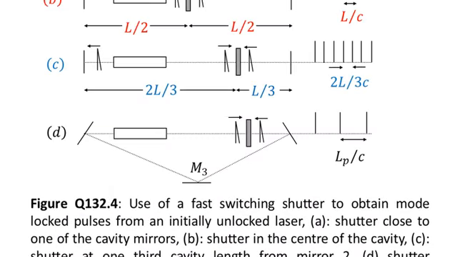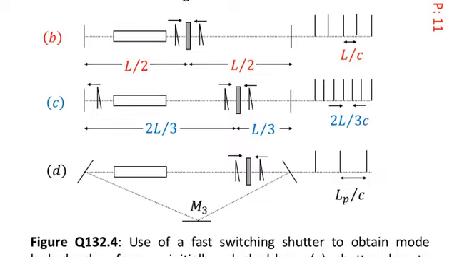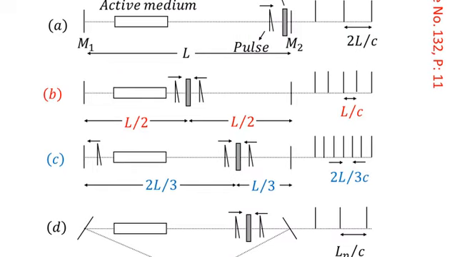You can see over here in part number C that the three pulses are present. Two pulses will cross the shutter at the same time. So it means that in the cavity at a time there will be three pulses present. The separation between the pulses is being narrowed down, and the frequency of the pulses has increased. The time separation between the two pulses will be 2L over 3C.